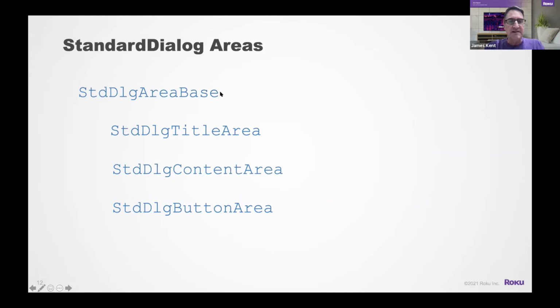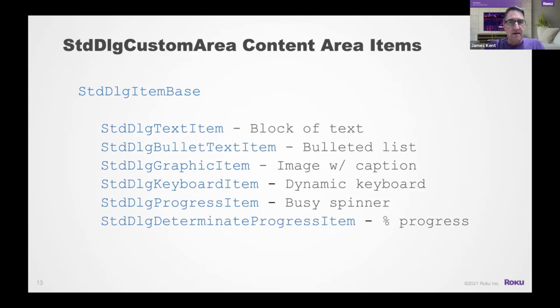There actually is a base class for the areas, and the title area, content area, and button area are all derived from that. The title area, in addition to having just a single string, you can also add an icon to the left of the string and another string over to the right. So it provides you more capability than the built-in dialog classes do. The content area, as I said, contains a sequence of items. All of those items are derived from a class called Standard Dialog Item Base.